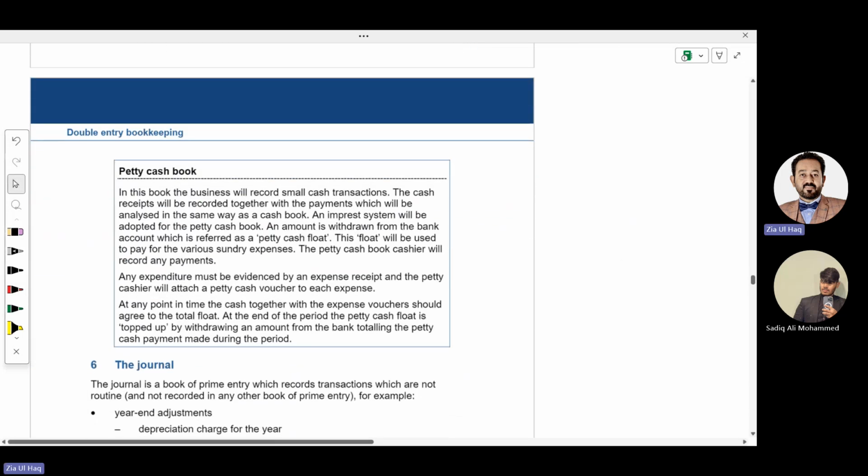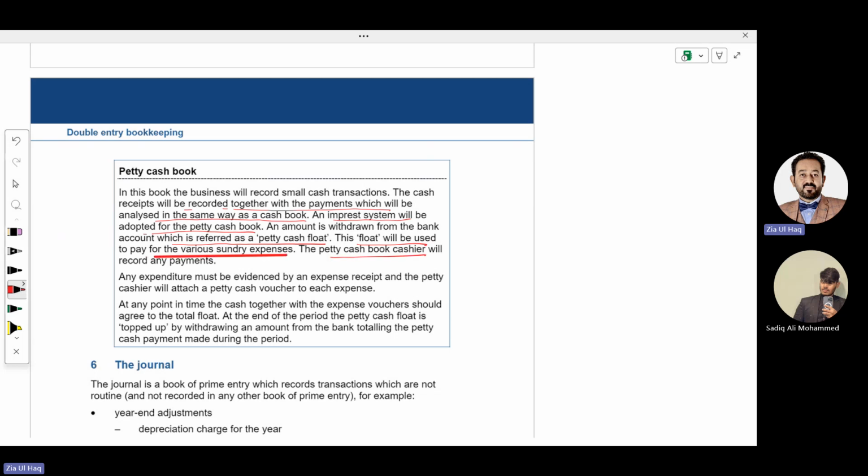Petty cash book. In this book, the business will record small cash transactions. The cash receipt will be recorded together with the payment, which will be analyzed in the same way as cash book. An imprest system will be adopted for the petty cash book. Imprest system means at start of every month, you are putting the money into the box that have been spent in the previous month to maintain a float. Float means a minimum amount that you have set. Any amount is withdrawn from the bank account which is transferred to a petty cash float. This float will be used to pay for the various sundry expenses.